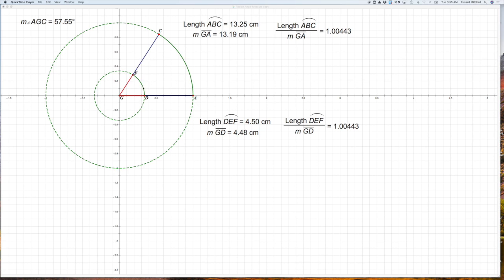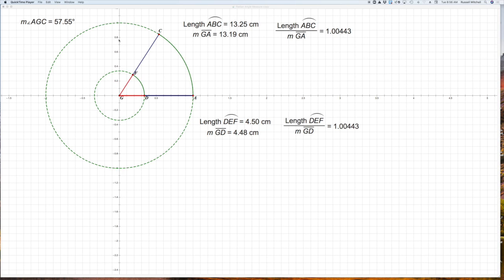If we look at the smaller circle, this arc length is 4.50 centimeters. Well, the radius for that circle is from G to D, and that'd be 4.48 centimeters. And if we divide the ratio, if we divide the arc length divided by the radius, we get the same number as we did up here, right? And we should, because it's an angle measure. It has to be the same regardless of the size of the circle. If you take an arc length and the radius and you divide by them, you will always get the same radian angle measurement. All right.